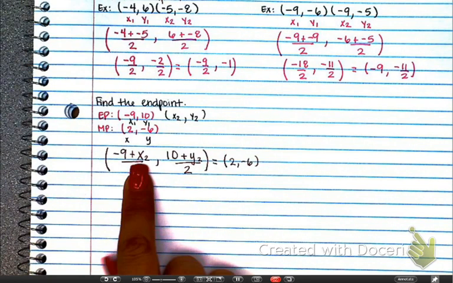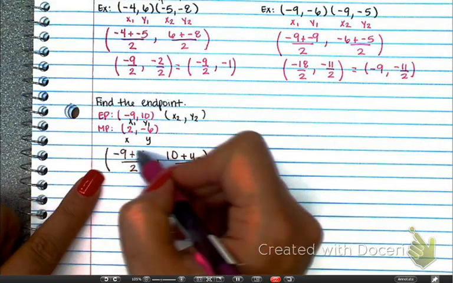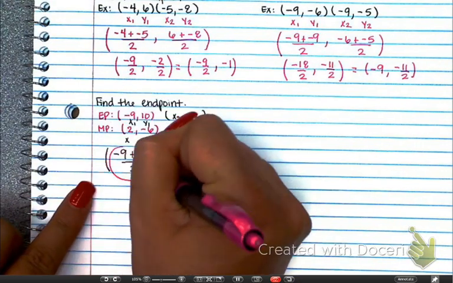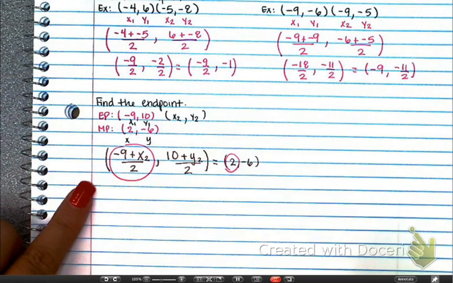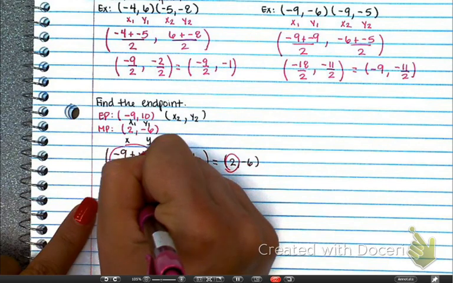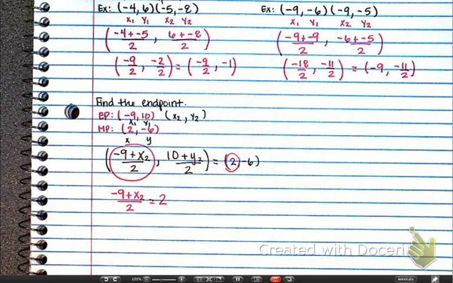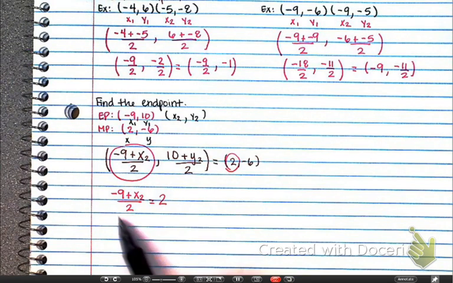Now, I have to solve for x2 and y2. Because it's an ordered pair or a point, I'm going to take the x coordinate and set it equal to the x coordinate. So negative 9 plus x2 over 2 equals 2. So the x coordinate gets set equal to the x coordinate. Is this something I can solve? Yeah. What would I do to get x2 by itself? What would I do here?